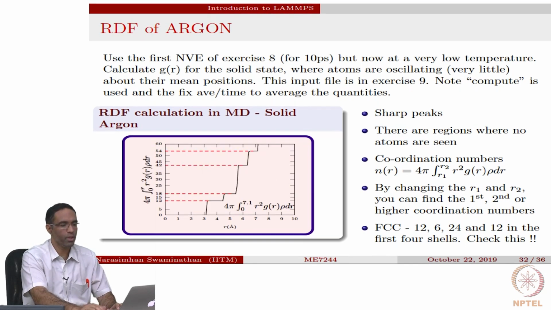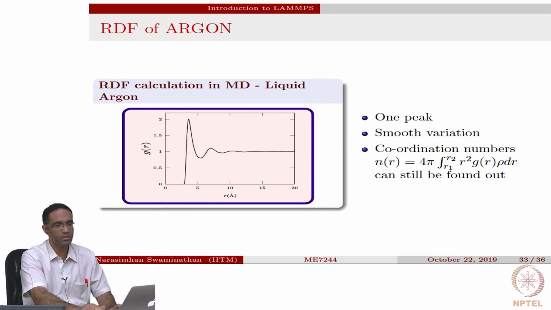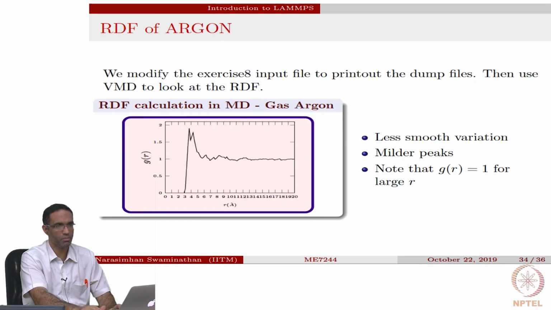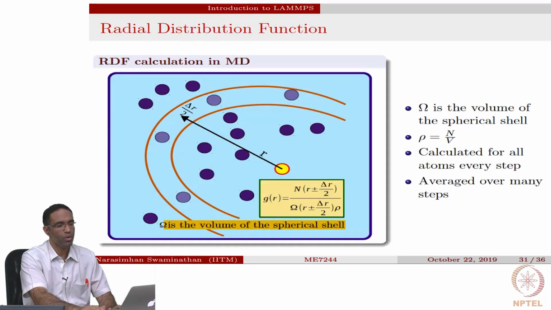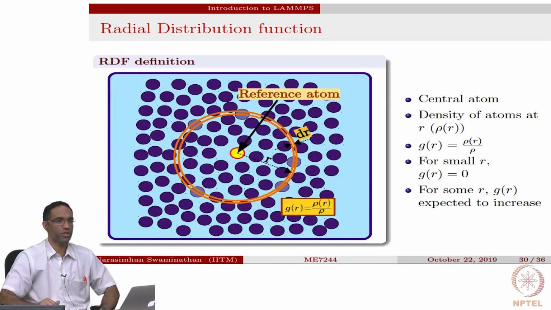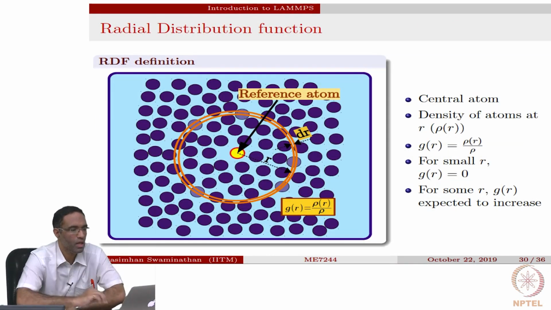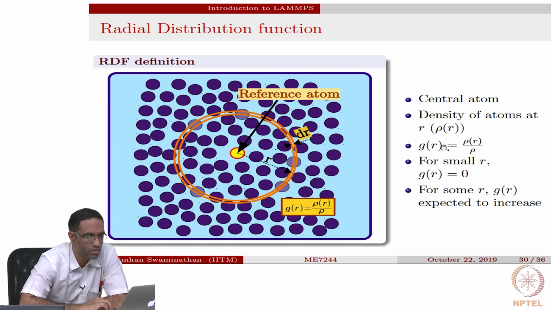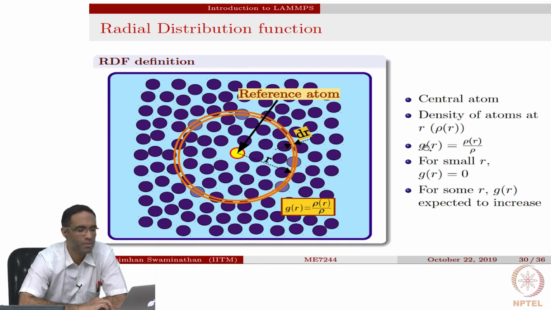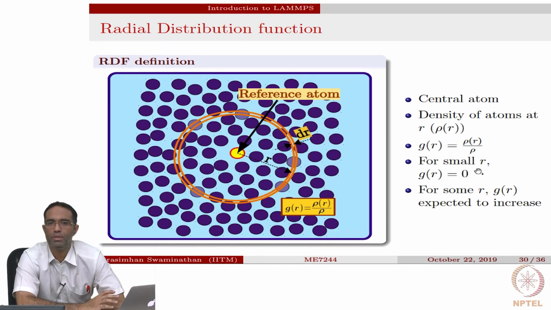Okay, and for liquid it is going to look something like this, and for gas it's going to look something like this. Okay. So what is the radial distribution function and how is it defined? The radial distribution function or the pair correlation function, g(r) as we will call it, is basically the ratio of the density of atoms at a given distance r from an atom divided by the average density of the sample. So basically number density, number of atoms per unit volume.